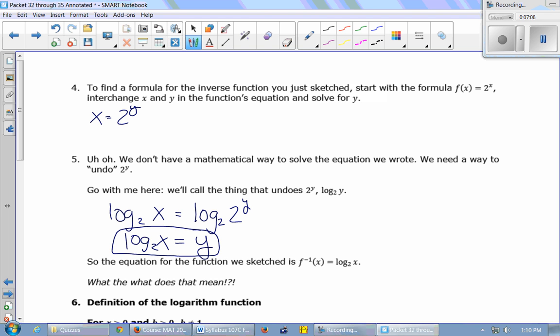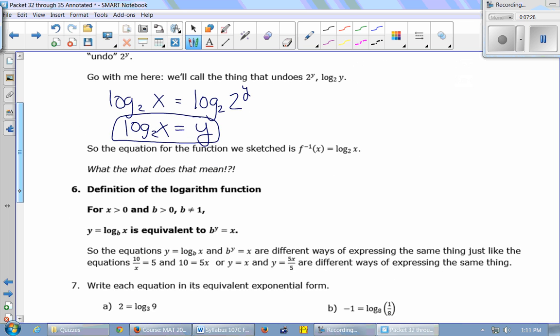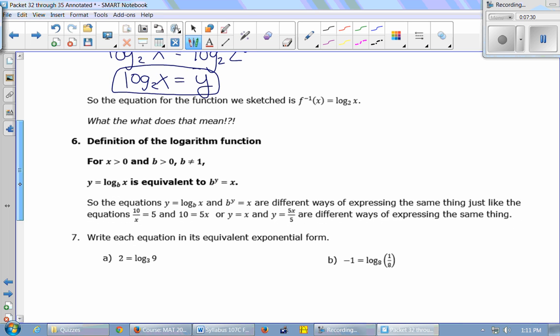What? Right? I know. It feels so crazy. We just invented something. We needed something to undo 2 to the y, and we said, okay, let's make up a word for the thing that undoes 2 to the y. We'll call it log base 2. Yeah, we didn't make it up. Somebody long past made it up.